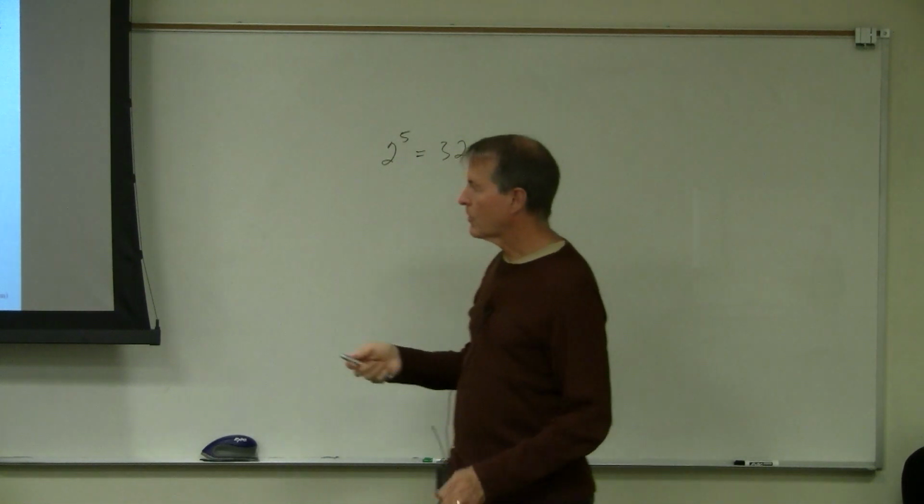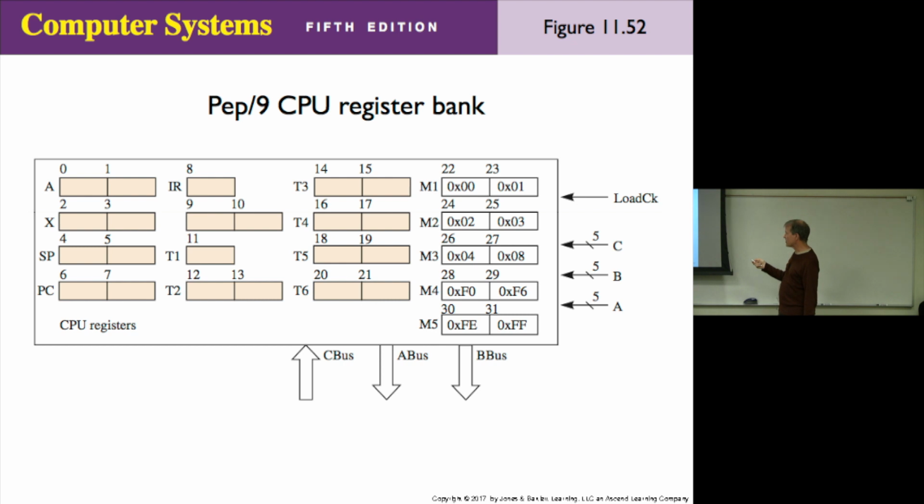So what does this little slash mean? This little slash means that this A line is really 5 lines, and this B line is really 5 lines, and this C line is really 5 lines. And this load clock is just 1 line. And how big is the A bus and the B bus and the C bus? Each one of those is actually how many lines? 8. Are you with me?